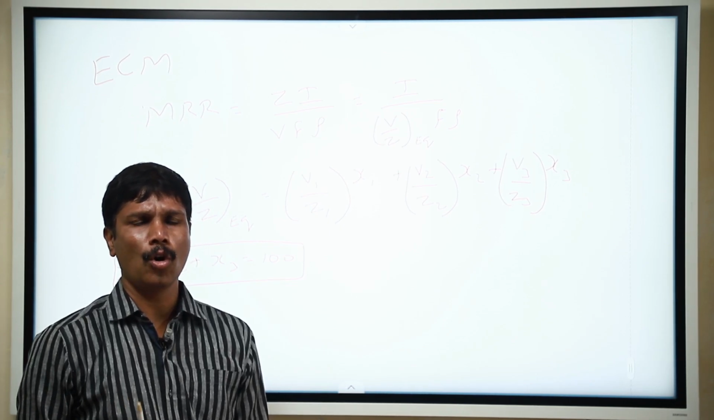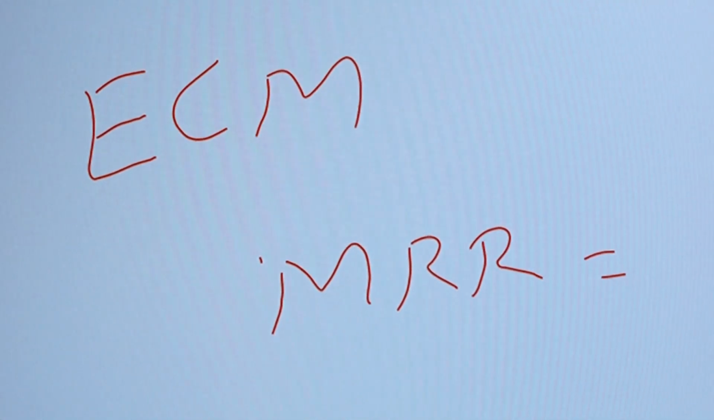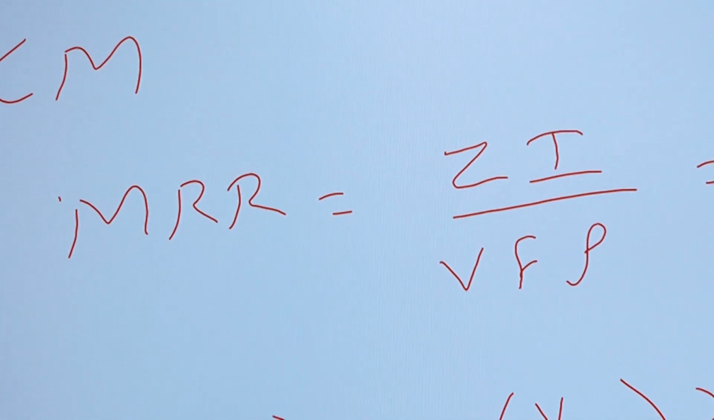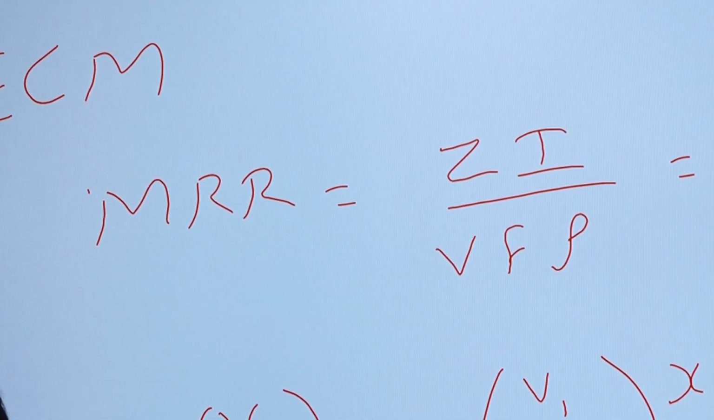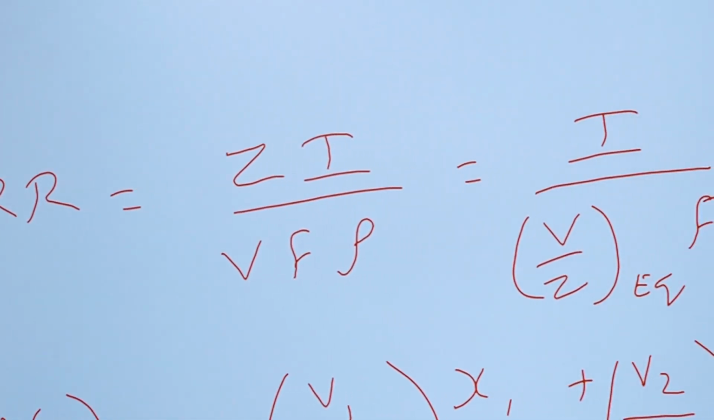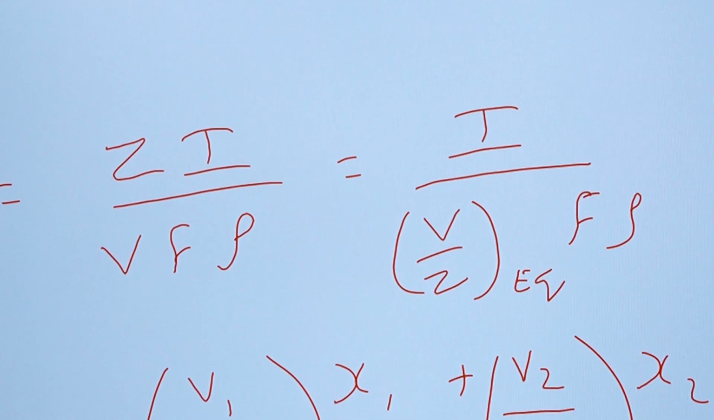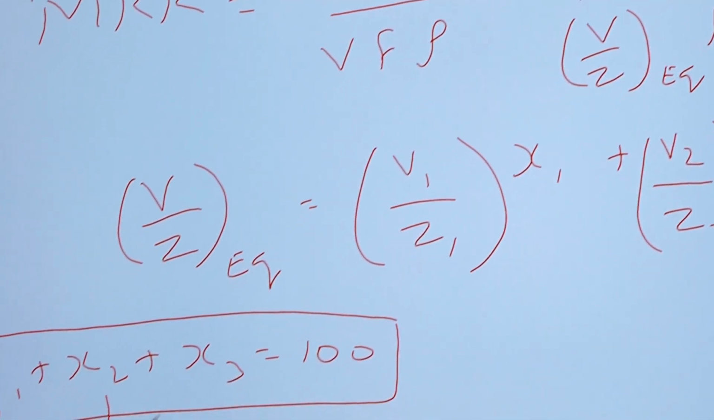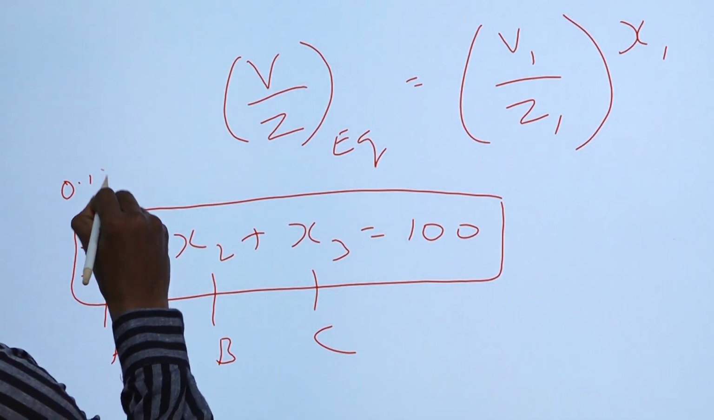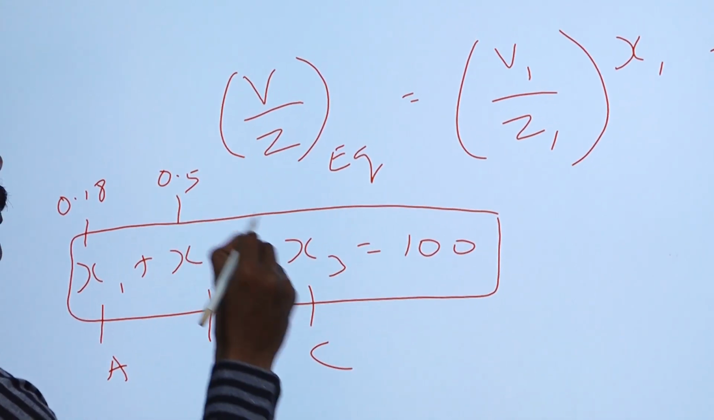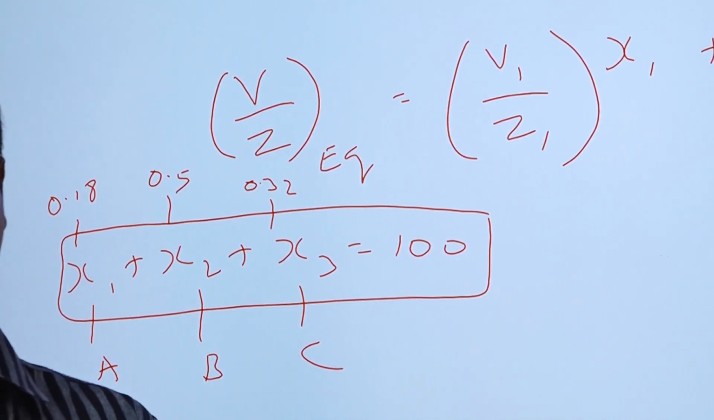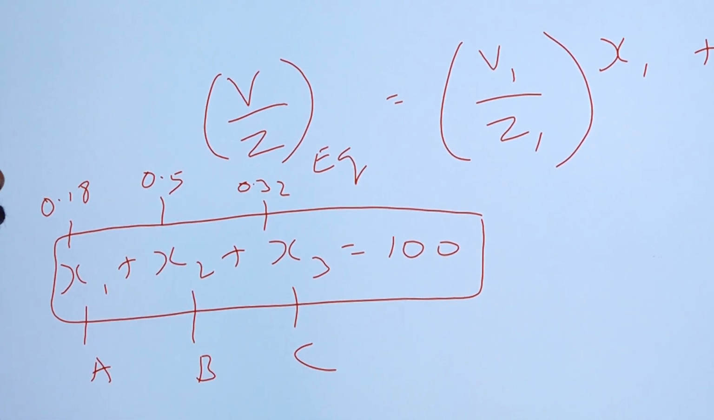Now we are going to look at the formula. MRR in ECM is ZI by VFρ, where Z is the atomic weight, I is the current carried, V is the valency, F is the Faraday constant and ρ is the density. When it is an alloy, for example if it contains A, B and C, an alloy of 3 components, the compositions may be 0.18, 0.5 and 0.32. The alloy is made by different compositions and the percentages will be given.